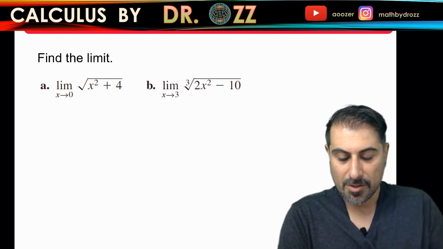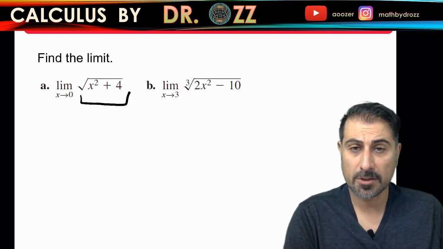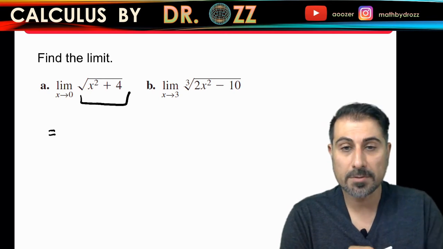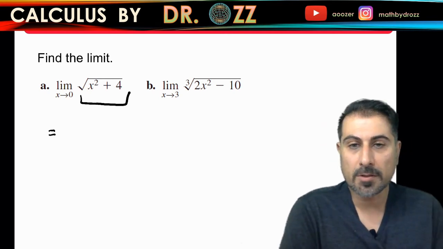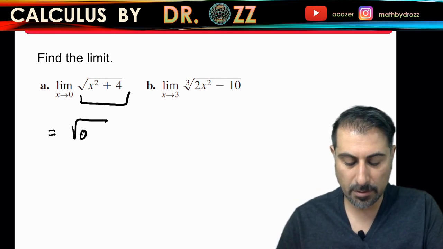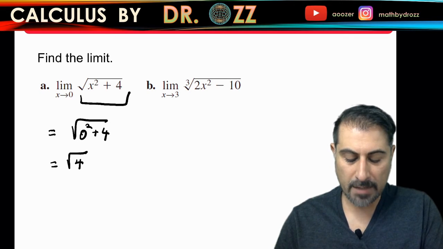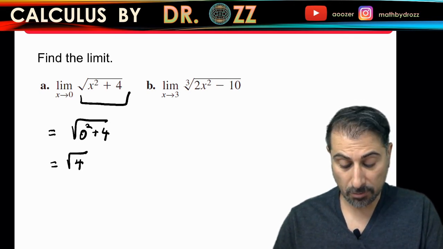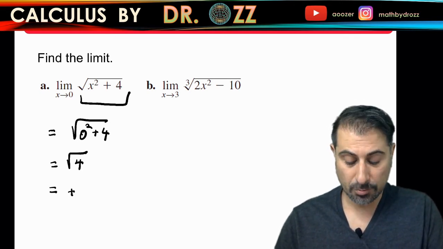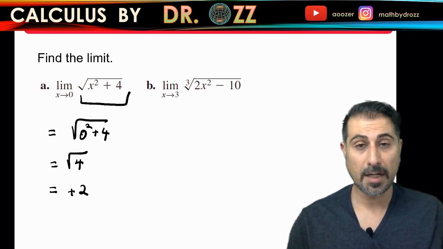Here we go. So we have a radical function, and we know that for radical functions we can use direct substitution. So I'm going to substitute 0 for x to get 0 squared plus 4. That takes me to radical 4, and radical 4 is always positive 2, because the radical of a number is always positive.